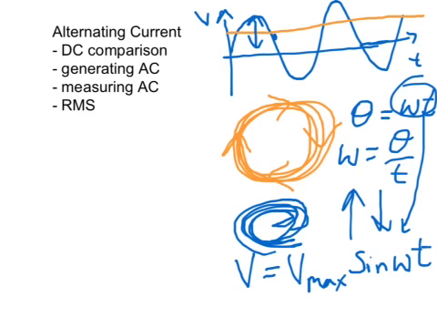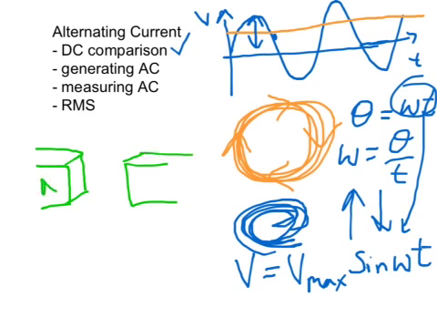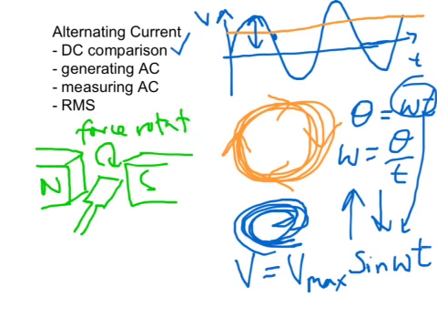Okay, so that's just the basic DC comparison. If we're looking at how we generate alternating current, it's not too different from how we generate DC. Let's really quickly look at how we generate DC. This is our north and our south magnetic poles, and we have a coil of wire inside. We force the rotation, and so as we rotate this inside the field, we produce a current flow.